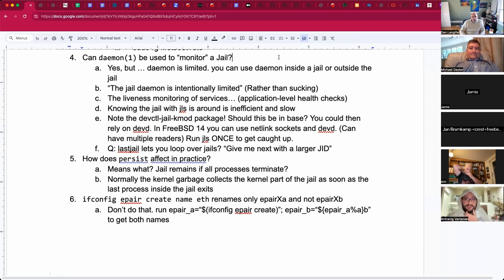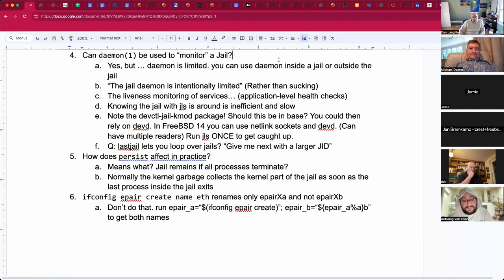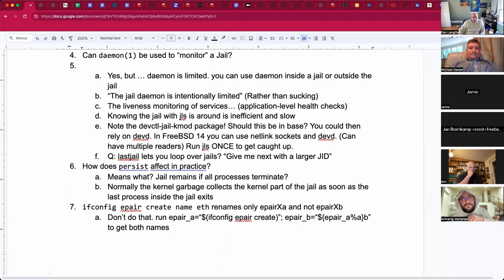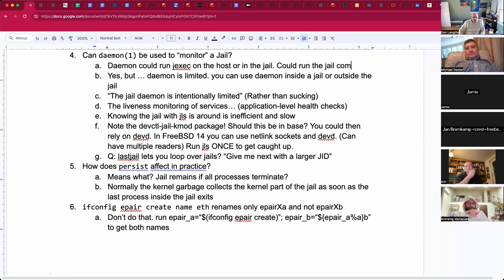What you can do is use Daemon to run JExec on the host, or you just run Daemon inside a jail. Or you even use Daemon to run the jail command, which means Daemon itself will run etc rc inside the jail, and then Daemon will just monitor. Just the jail command, I would recommend.